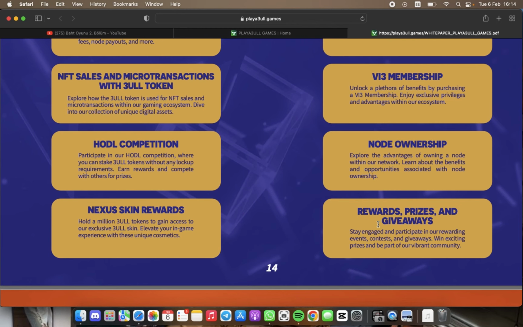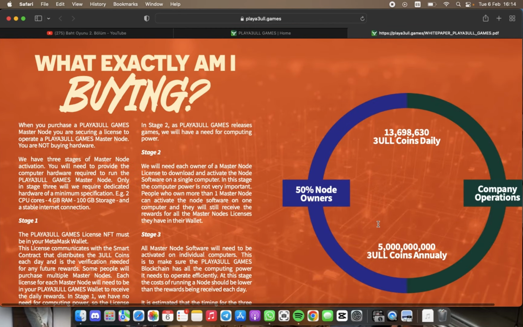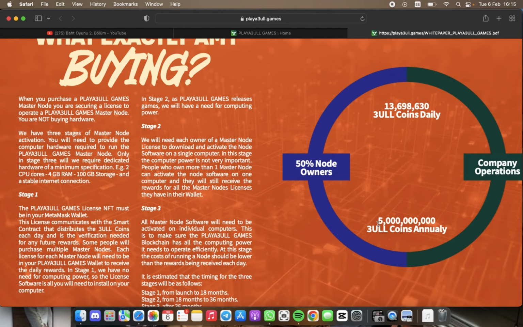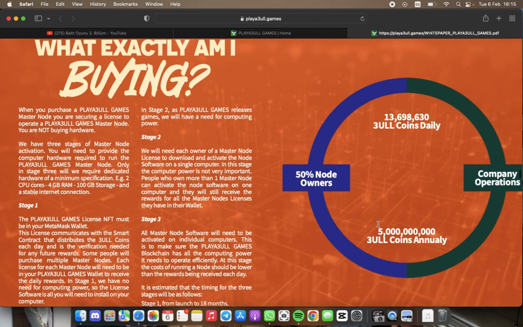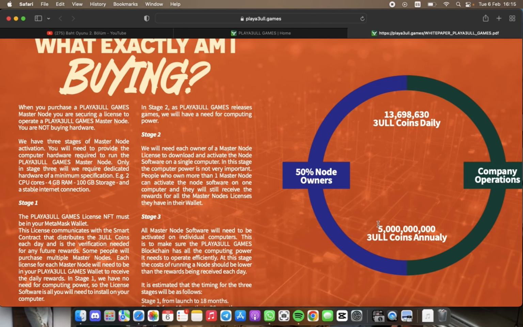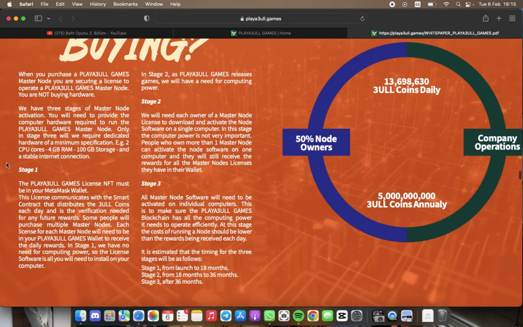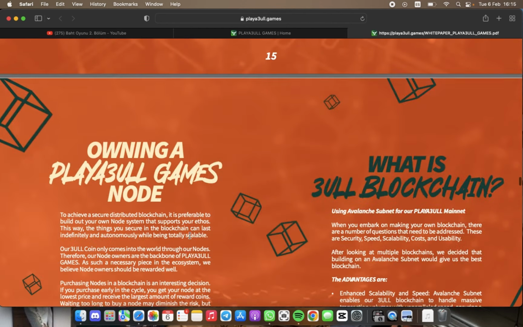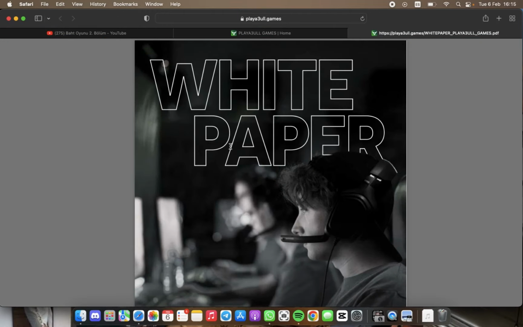So why exactly am I buying? Here they try to show why you are going to buy and play this game. We have here stage number 1, number 2, number 3. Okay, so this is a lot of things in the white paper. You can know a lot of things and learn about this game.